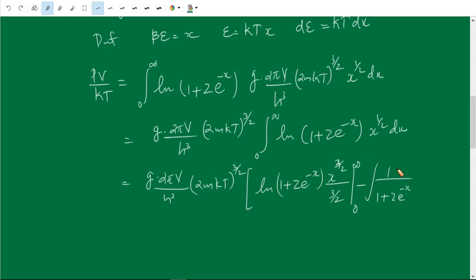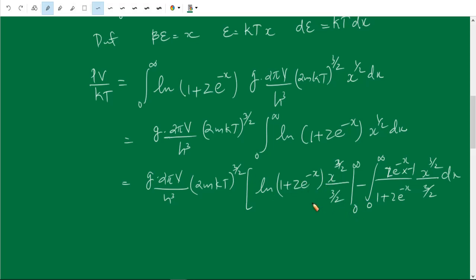So z e raised to minus x into the differential of this thing will be minus 1. The integral of the second term, x raised to 3/2 divided by 3/2, from 0 to infinity. When we apply the upper and lower limits and put the upper limit, e raised to minus infinity is 0, therefore this will be log 1. Log 1 is 0 into this thing, so it will be 0.